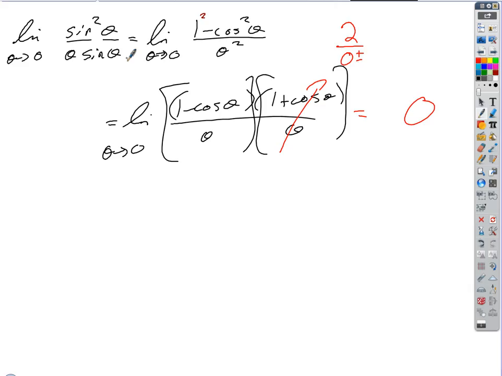Okay? And then we'd end up with 1 minus cosine squared theta over theta times sine theta, okay? And if we were to, how's this gonna work then? I think that would work too.